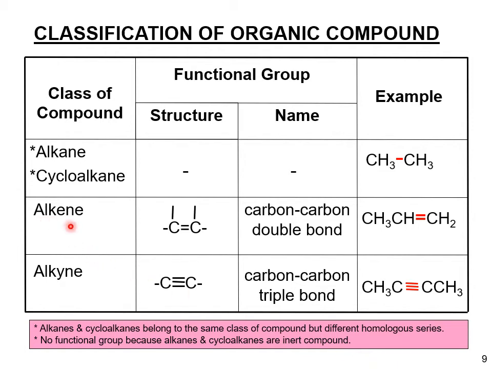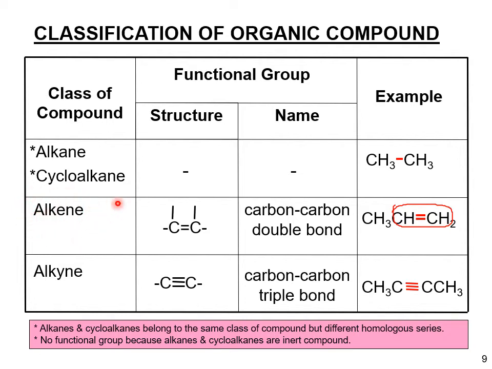Next, alkene. If you check, there is a carbon-carbon double bond. That's why the name is carbon-carbon double bond. So this is the example. If the question asks you to identify, you need to circle the carbon-carbon double bond. Madam emphasizes again, don't be confused between class of compound and functional group. The name of the big family is alkene. Class of compound or homologous series is alkene.